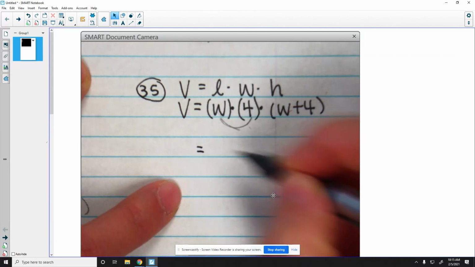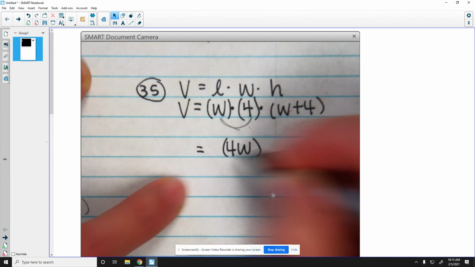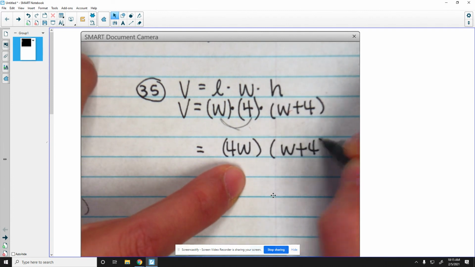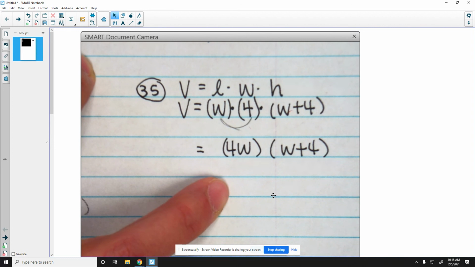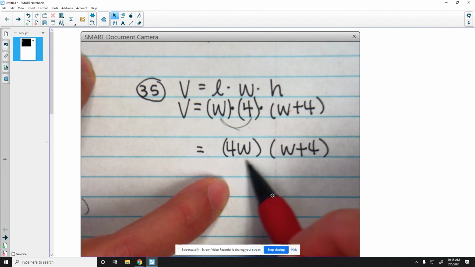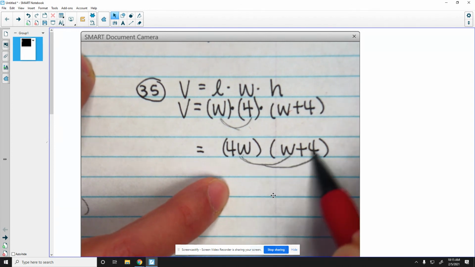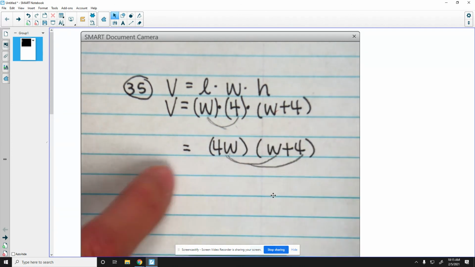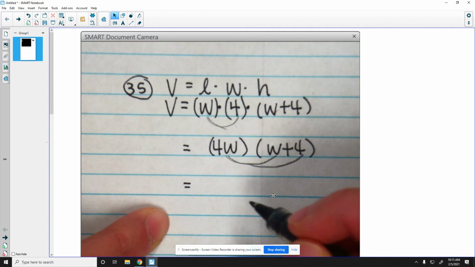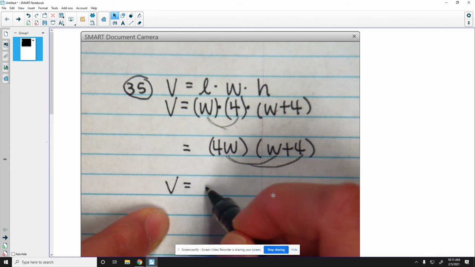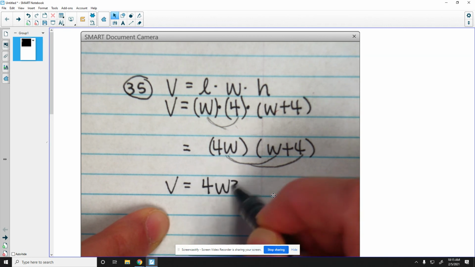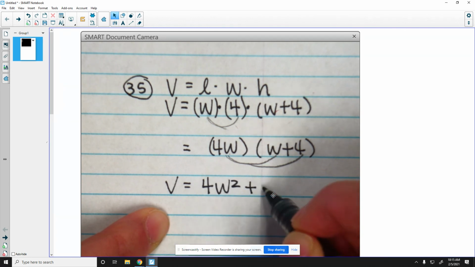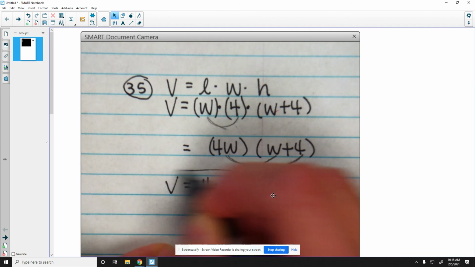What is W times 4? 4W. Okay, so now I have 4W times W plus 4. Do you see how you would take the 4W and distribute it to these 2 things? You're just going to the next parentheses. So the rule is whenever you distribute, just go to the next parentheses. So what do you think this answer is? Jack? 4W squared plus 16W. Perfect. That is part A.